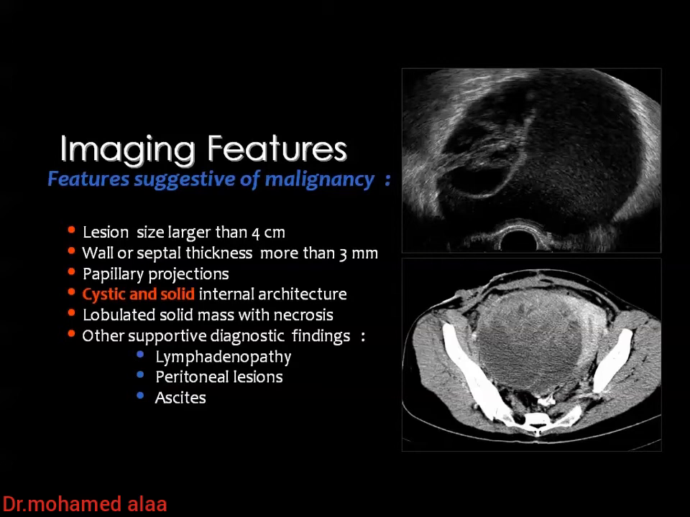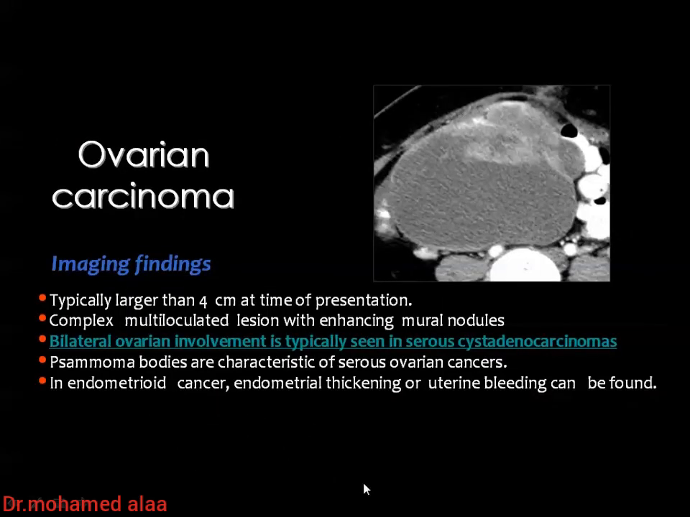But if you see a solid component, however small the size of this component, then you should think you are dealing with a malignancy. Then a cystic lesion with a solid component, a big cystic lesion with septations and solid components, then you think that you are dealing with malignancy. And to confirm your diagnosis, if you can identify metastatic lymphadenopathy, peritoneal deposits, and ascites, they may help in the diagnosis. And here is a CT scan of the pelvis and abdomen. You can see a cystic lesion with a big solid component. Then you are dealing with a malignant lesion.